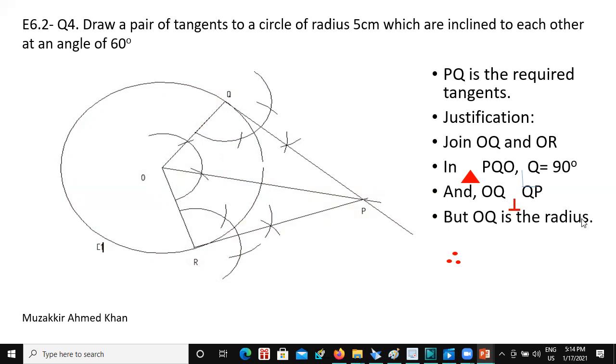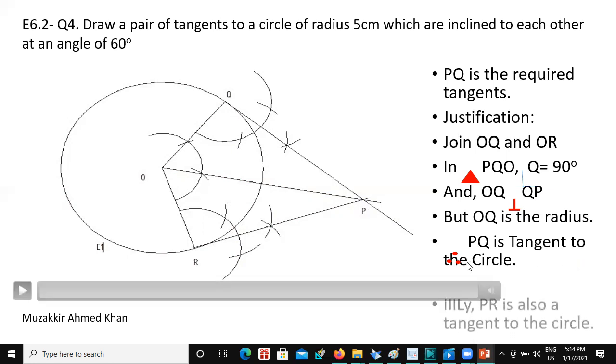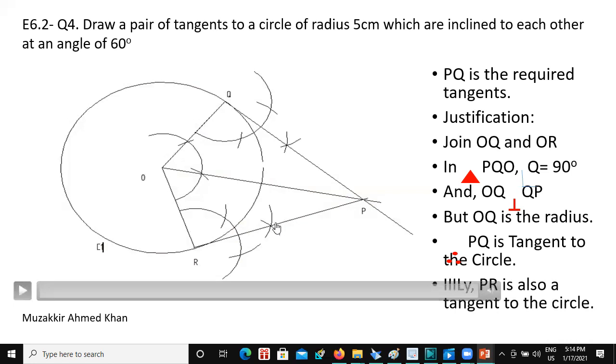But OQ is the radius of this circle, isn't it? OQ is radius of this circle. Therefore, if these two conditions are satisfied, what are those conditions? These two things should be perpendicular to each other, and angle over here should be 90. If these conditions are satisfied, then we can say that this particular line, that is PQ, is tangent to the circle. Similarly, PR is also tangent to the circle.